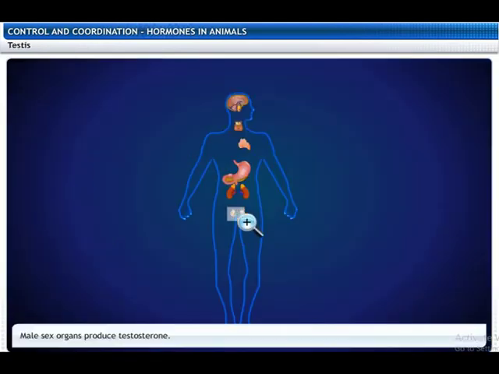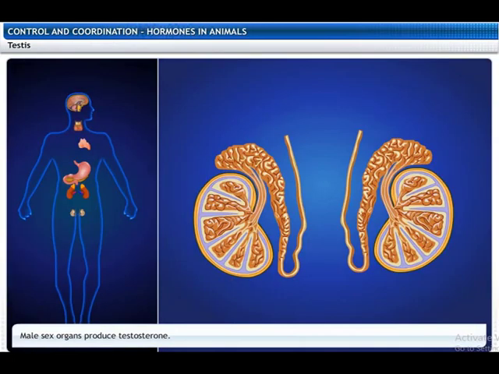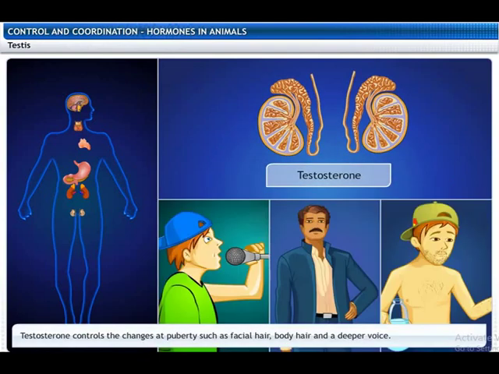A pair of testes is the male sex organ located in the scrotum, which is outside the abdomen. They produce the hormone testosterone. Testosterone controls the changes which occur during puberty, like a deeper voice, facial and body hair.